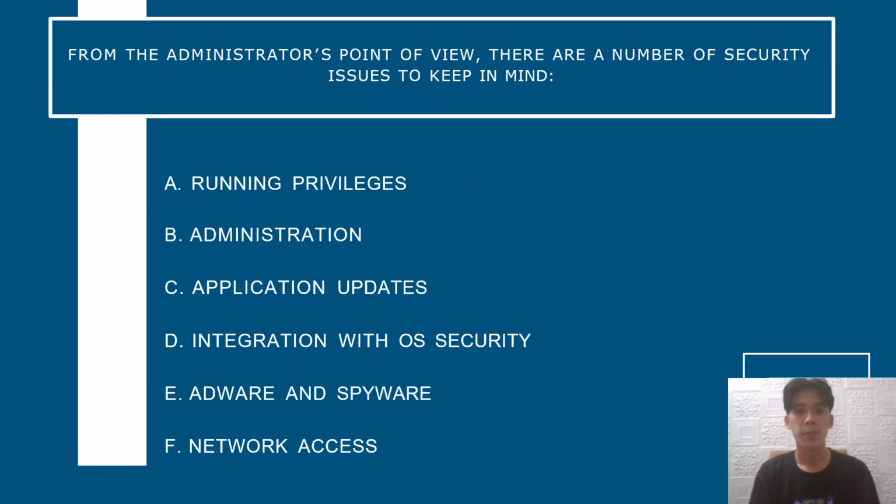There are six security issues to keep in mind. First is running privileges, then administration, application updates, integration with OS security, adware and spyware, and network access.